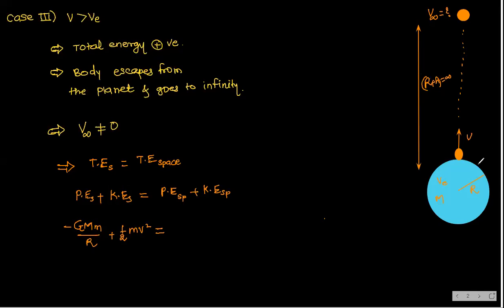So potential energy at surface, see, minus GMm by r, kinetic energy at surface half m v square, potential energy in the space, see, minus GMm divided by infinity, right? R plus h I have denoted with infinity, or it is infinity, right? Plus half m v infinity square, but this time the velocity at infinity is not 0. That's why I am writing v infinity only.